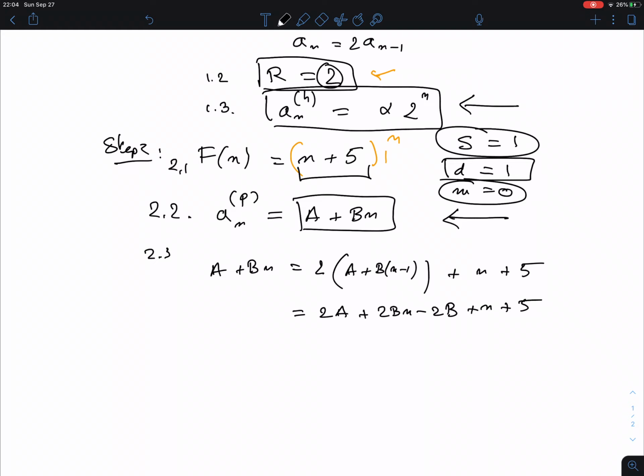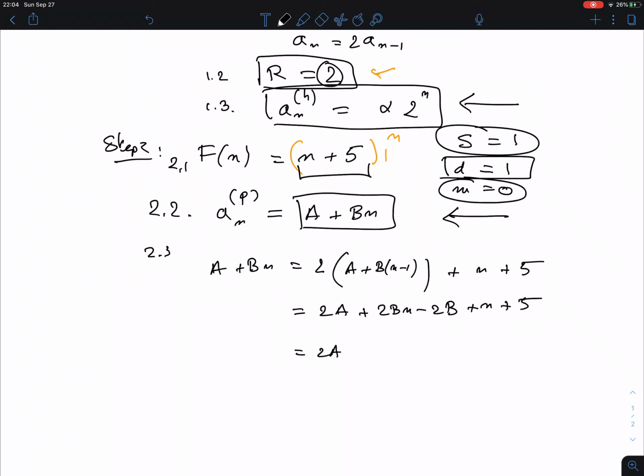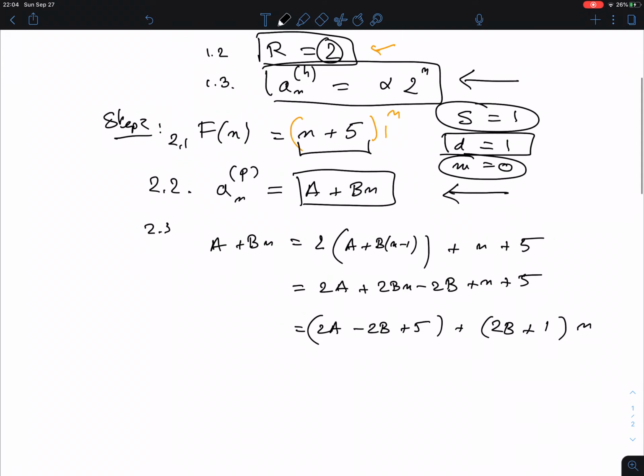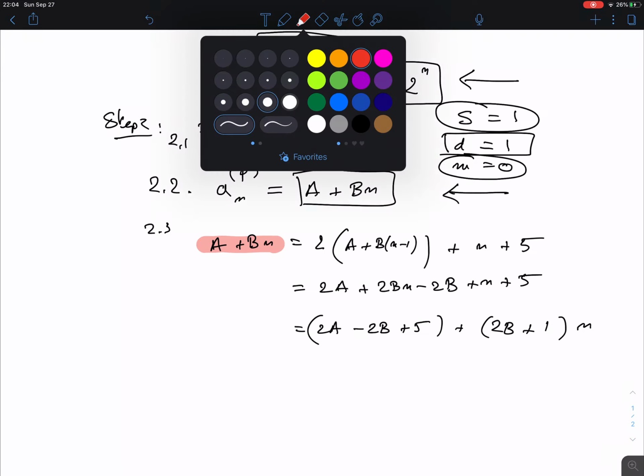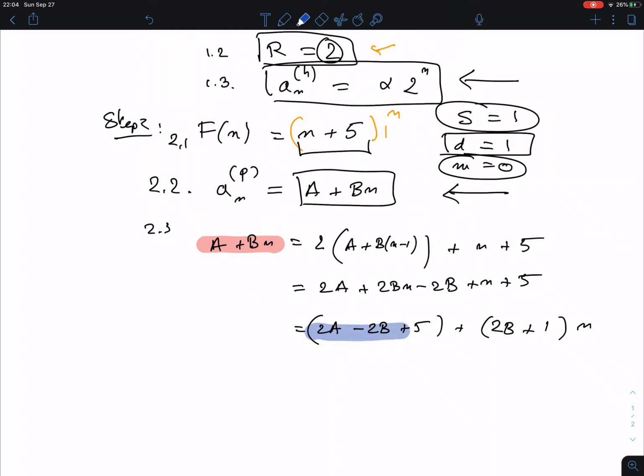Okay, so now I'm trying to combine the constants, the ones that have no n in there, that is these guys, and then the ones that have an n in there, I factor the n out, I find 2b plus 1. Yes, okay. So now comes the point that we have two polynomials. Let me highlight them also. We have this polynomial on the left hand side, and we have another polynomial, I'll use a different color, let's call it blue, this polynomial.